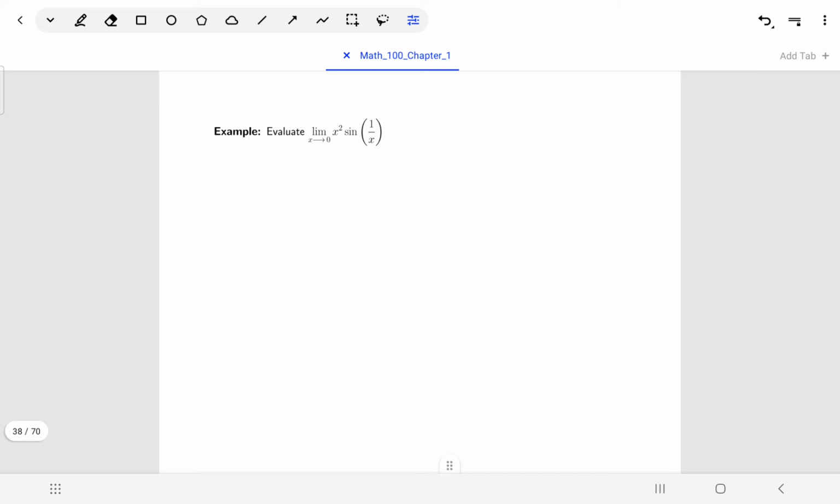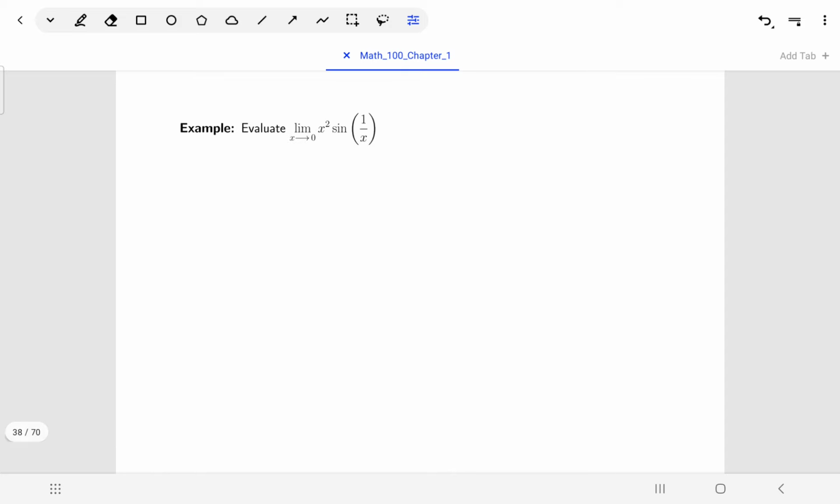So for this one, this is sort of a terrible looking function. You've got sine of 1 over x times x squared, and we're looking for the limit as x goes to 0, and definitely direct substitution will not do you any good here because 1 divided by 0 is flat out undefined, so what would sine of that even be? Who knows? And 0 times mystery, not a real number. Who even knows what that is?